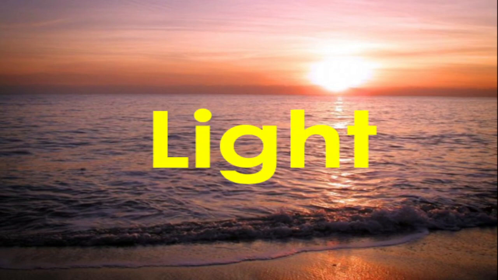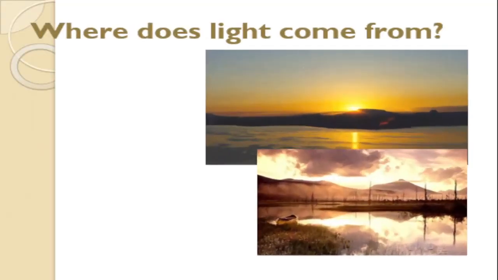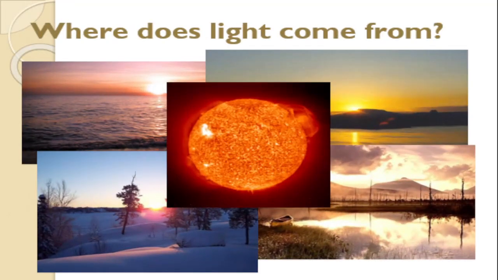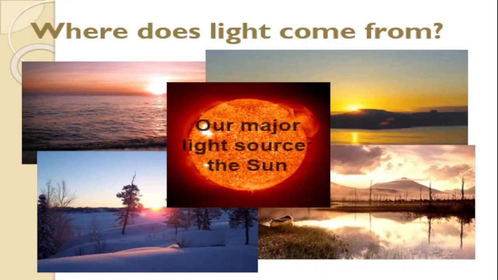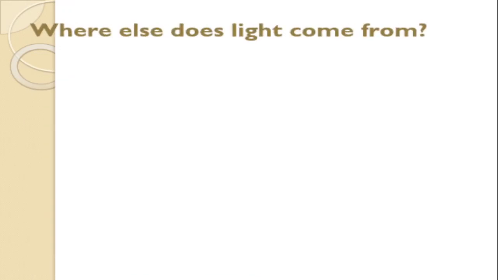Light, being a form of energy, is also an example of a wave and also a particle. The question is, where does light come from? Our ultimate source of light is the sun. Aside from the sun, where else does light come from?